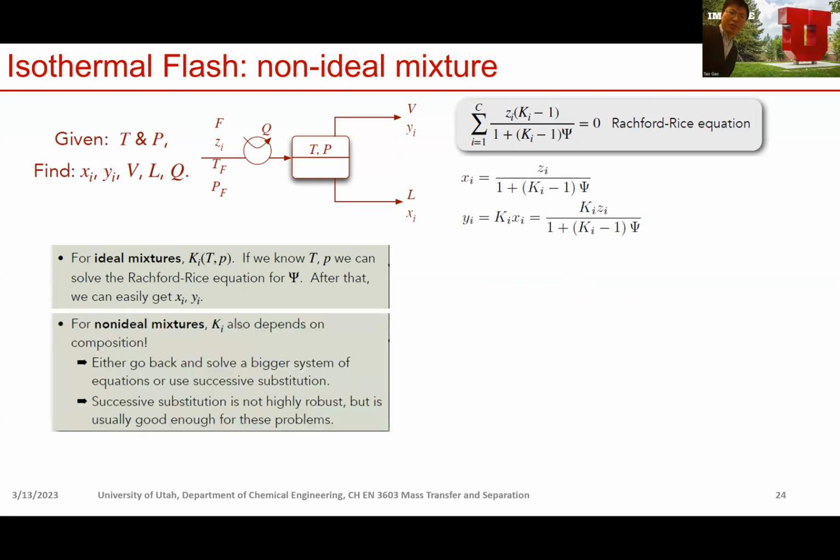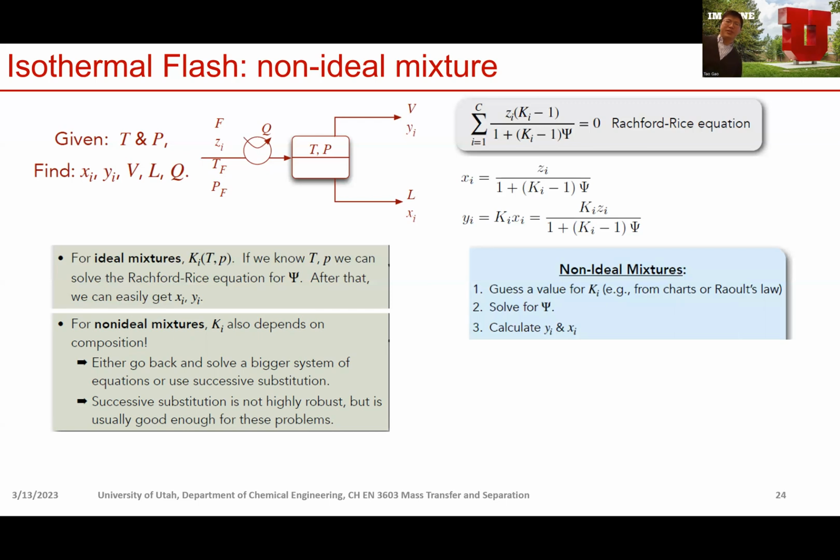And now for non-ideal mixture, the K value is not only a function of temperature and pressure, it's also a function of composition, right? X and Y. But at the beginning, we actually don't know the composition. So we're kind of in a dilemma. We need to know K so that we can solve this equation to get psi, and then we can use psi to compute X and Y. But we don't know X and Y, so we cannot compute K, right? So for this problem, again, we have to use successive substitution as a method.